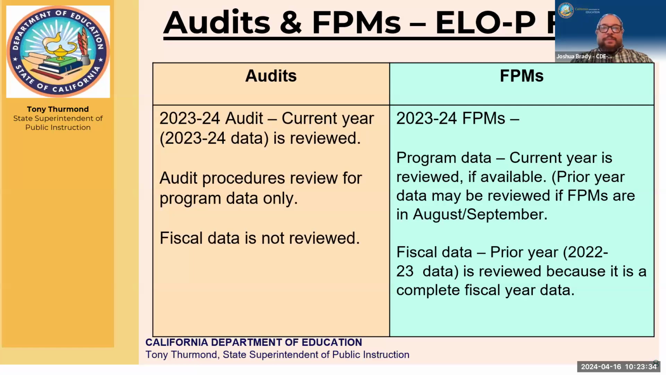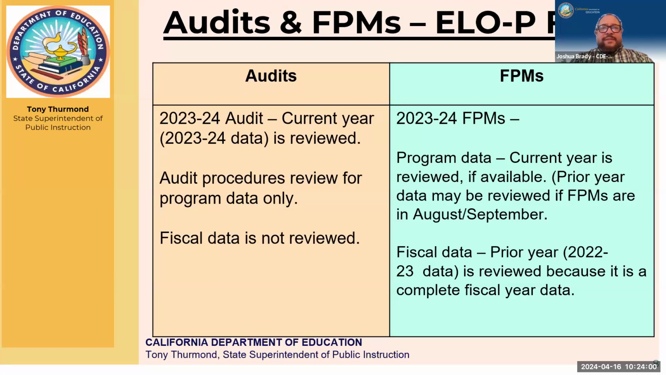Josh? Thanks, Iqbal. And for FPMs, it has always been the case that for program data, we'll look at the current year if it's available. Prior year data may be reviewed if the FPMs are in August and September and the programs are just getting off the ground. And for fiscal data, we always look at the year prior, so we have a full snapshot of what occurred. But for ELO-P, know that it's important to look at the instrument.